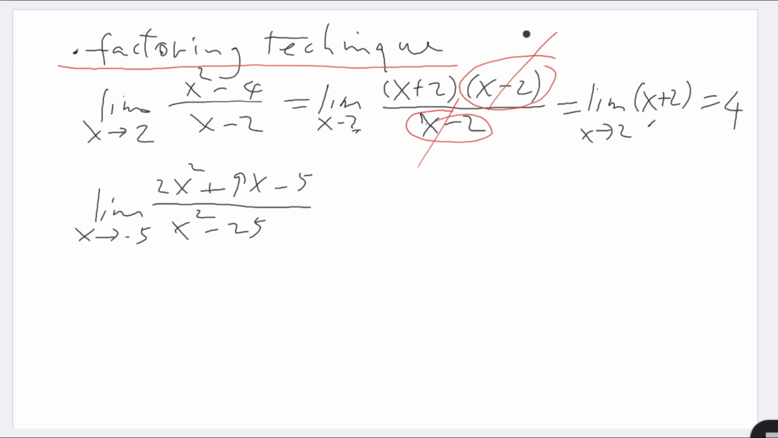Let's get the answer. So this is how this factoring method works. You try to factor. So do some algebra. Let's see another example.